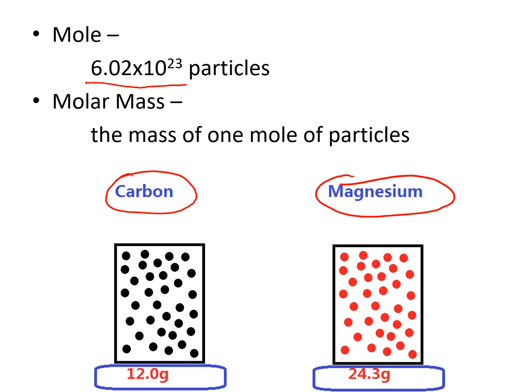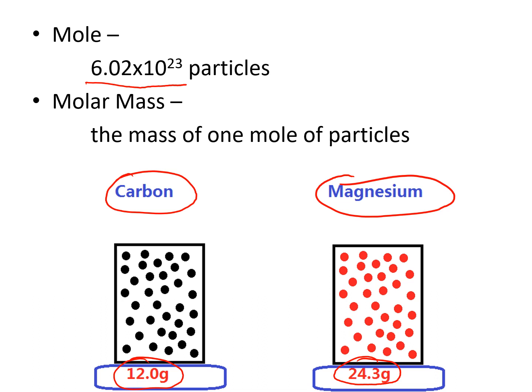If you had a mole of carbon, it'll weigh 12 grams. If you have a mole of magnesium, it'll weigh 24.3 grams. Okay. They also might occupy a different volume. Carbon particles might be a different size than magnesium particles, so they might occupy a different volume. In this case, they definitely have a different mass, but they will have the same number of atoms.